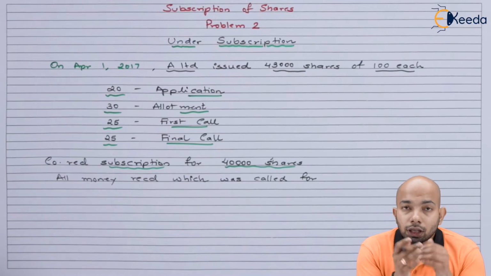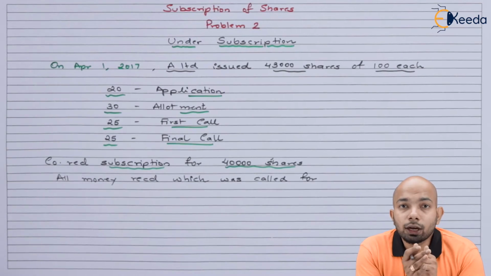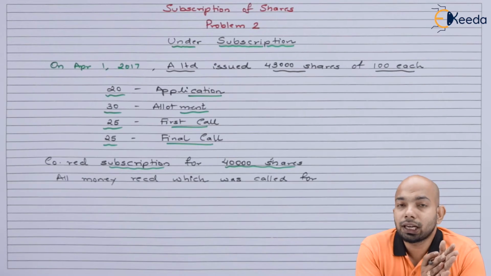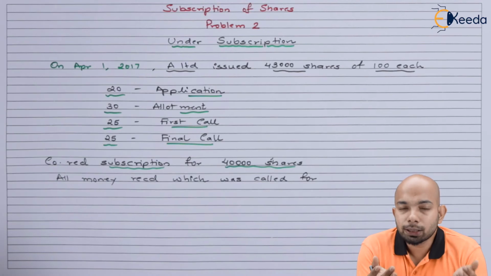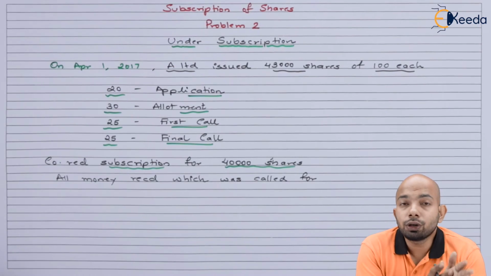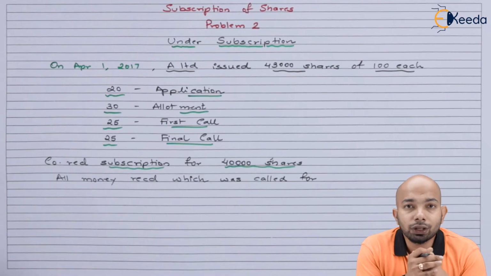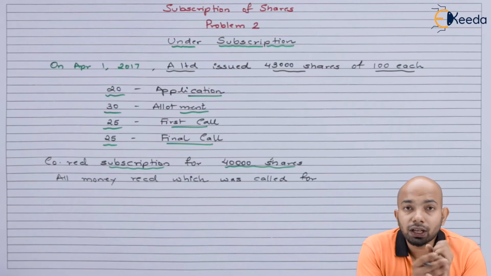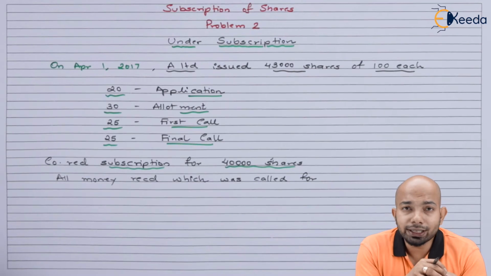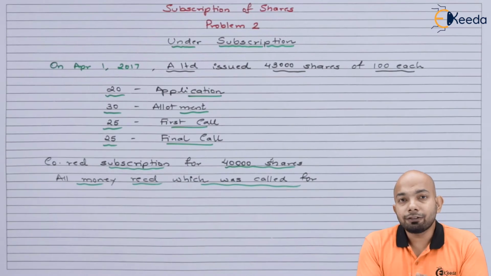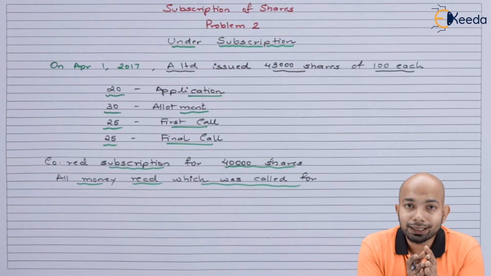Now, hereafter, the allotment will happen only for 40,000 shares because that's the only subscription that we have received. So 3,000 are cancelled out, which means no subscription was done for those. Allotment, first and final call will be done on the basis of 40,000 shares itself. Now let's figure out the journal entries that we have to pass here. They have mentioned that all the money which was called for was duly received. So based on this information, we have to pass the journal entries that are required.